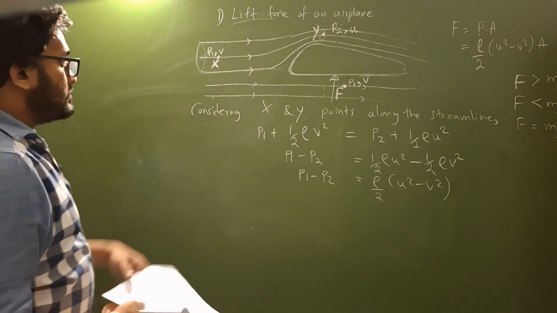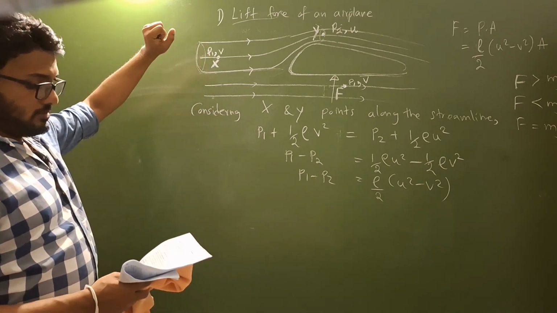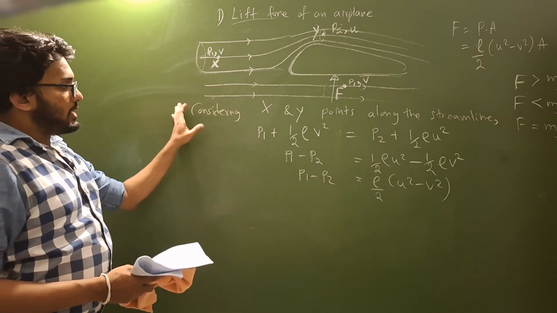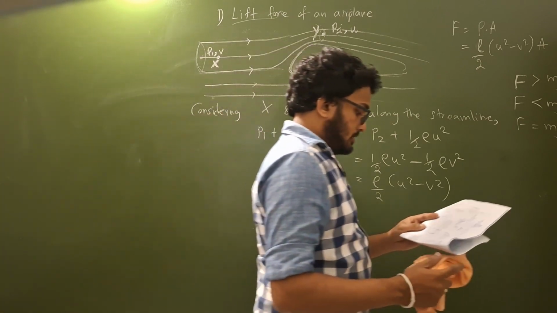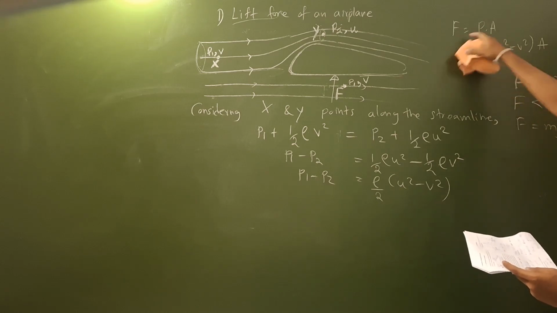You have to draw this diagram in the top space, and in the next space you have to write this part, and below the effective area line you have to write this part.